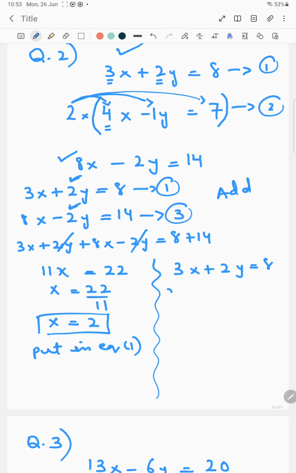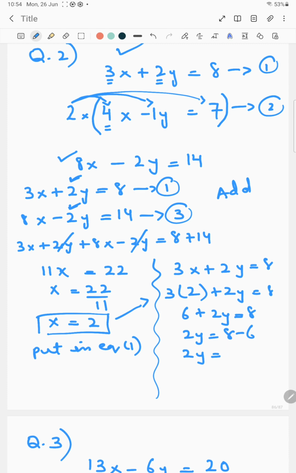Now I am putting the value of x, which is 2, from here. 3 times 2 plus 2y is equal to 8. 3 times 2 is 6. Plus 2y, sorry, this one is plus, 2y is equal to 8. Now 2y is equal to 8 minus 6. 2y is equal to 2. So it means y is equal to 2 by 2. So the answer is 1.